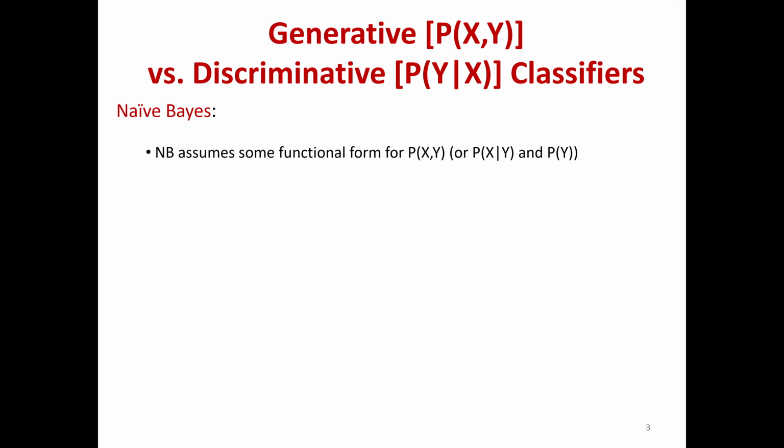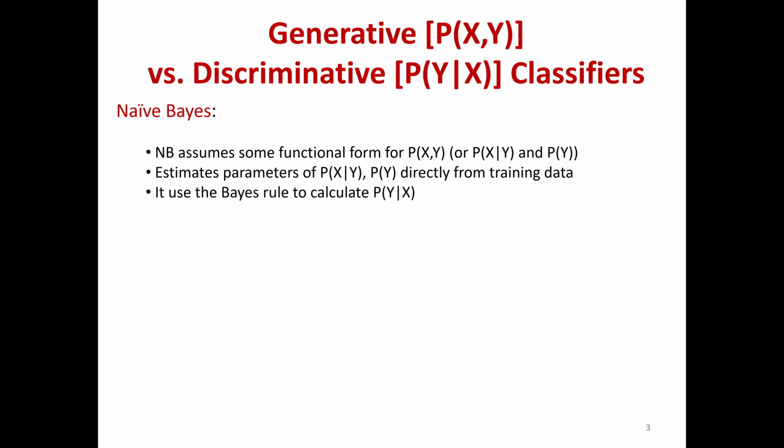In practice, it's done by assuming a parametric distribution for P(x|y) and P(y), and then we estimate the parameters of these distributions directly from the training data. Those algorithms that create an estimate of the joint distribution P(x,y) are called generative methods.